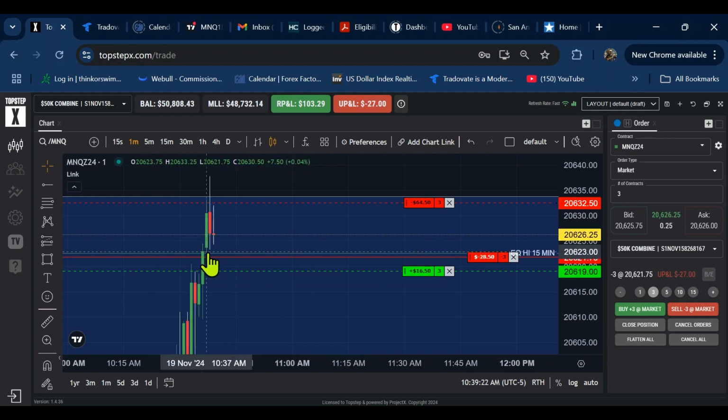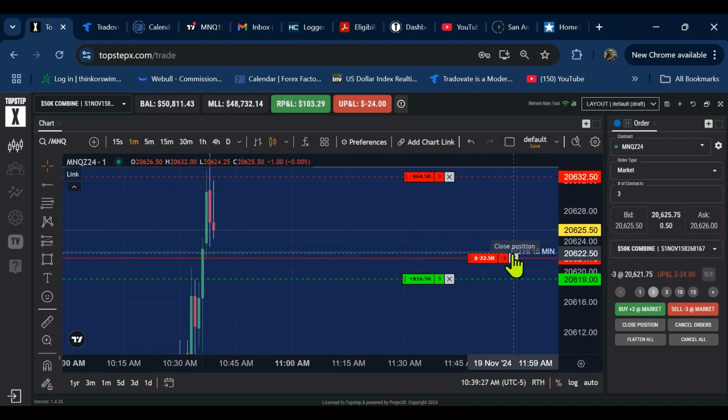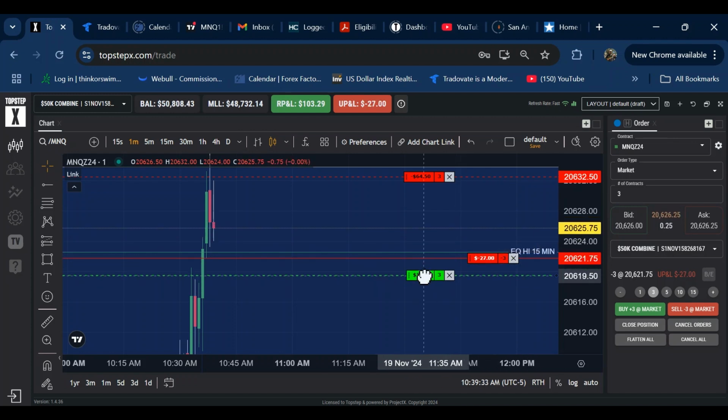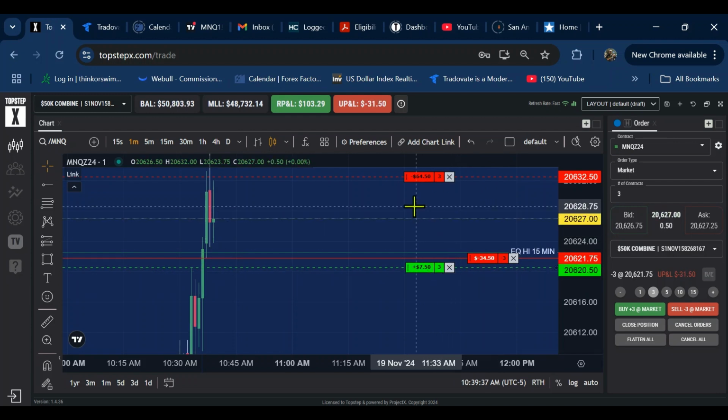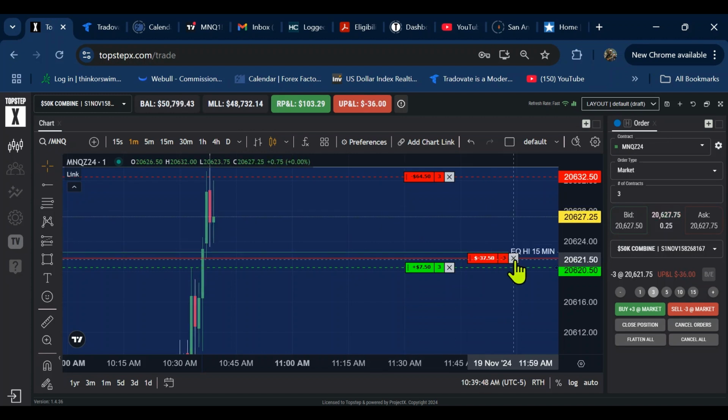There's a volume imbalance right here. It's probably going to push into that. I don't expect to get a whole lot out of this trade, but if I can just get something green, I'd be real happy. I'm even going to move it closer. $7. Get me 7. Okay, I'm out. 5, 4, 3, 2, 1.